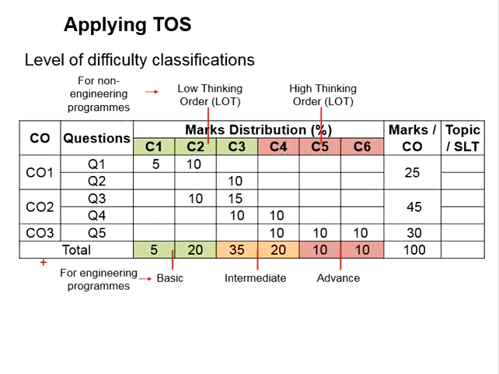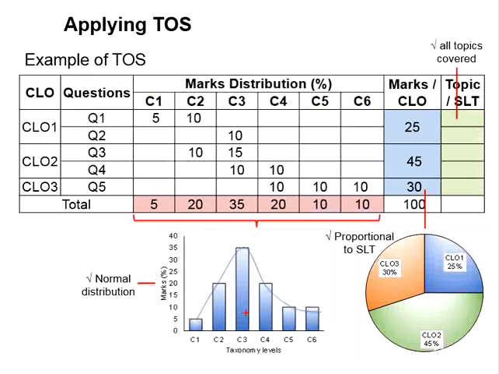Let's say now we are dealing with the engineering program. You can consider grouping these 2 together, and these 2 together, and these 2 together, in order to show the total marks for different levels in accordance with the classifications here. Let's say now we stick to this. Based on the information provided here, you will see the distributions of the marks for different cognitive levels.